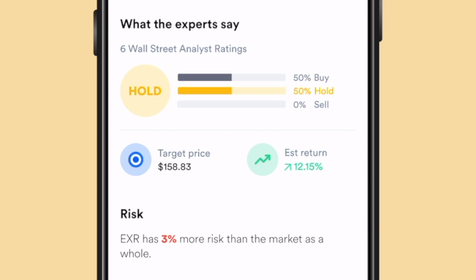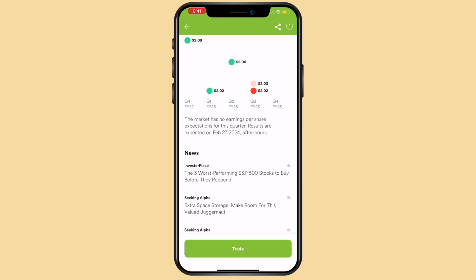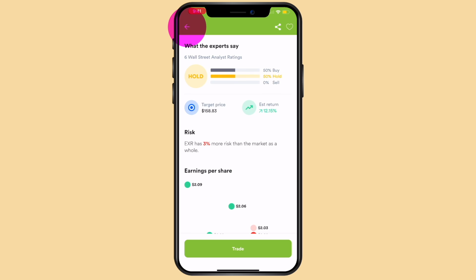The target price is the average of all analysts' price targets. Ito yung pinoproject nilang price na ma-reach ng stock in 12 to 18 months. Risk niya versus the market as a whole is just 3%, so not bad. Ayan, check natin yung iba.